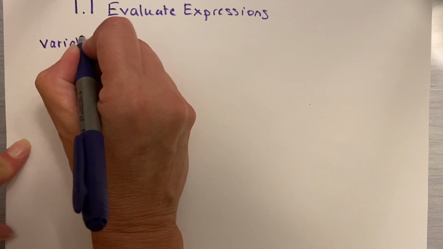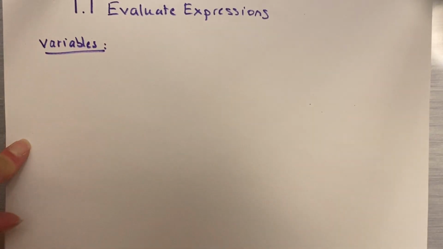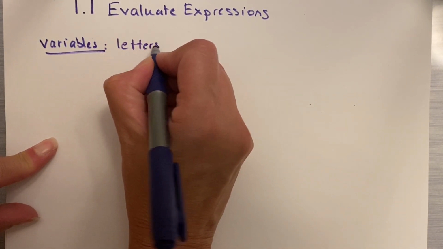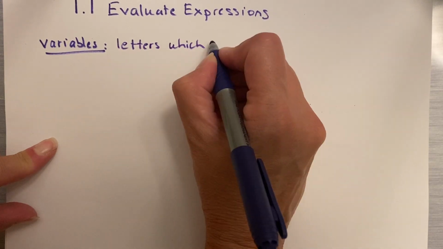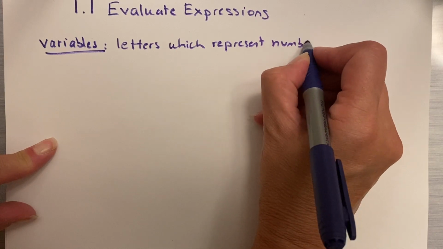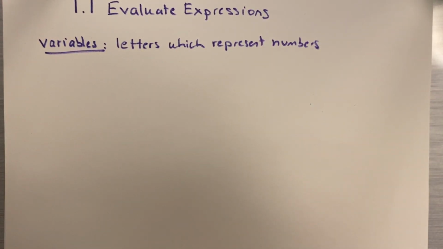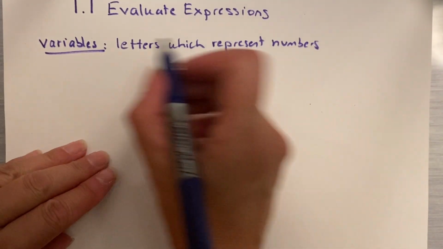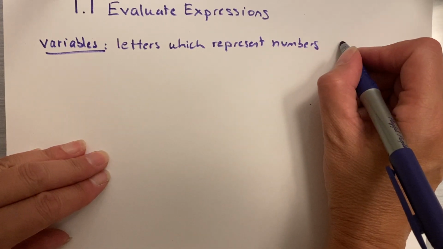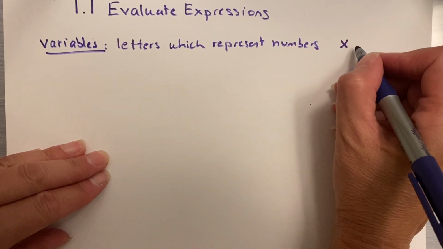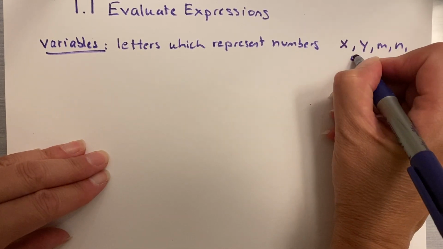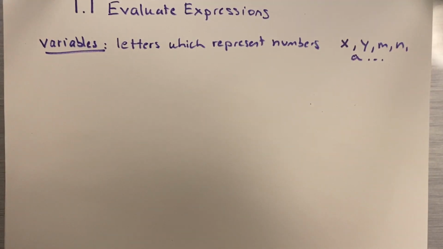Variables. A variable is a letter, or letters, since we made it plural, which represent numbers. And they can represent either one number or more numbers. And the word variable gives you a clue, right, that it can vary. You've seen before, typically we'll see X, but we'll also see Y, or M, or N, or A, etc. A variable can be any letter that represents one or more numbers.